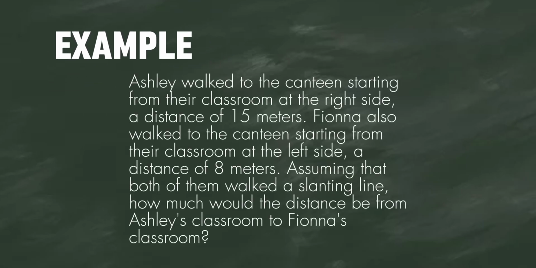Ashley walked to the canteen starting from their classroom at the right side, a distance of 15 meters. Fiona also walked to the canteen, starting from their classroom at the left side, a distance of 8 meters. Assuming that both of them walk a slanting line, what would be the distance from Ashley's classroom to Fiona's classroom?